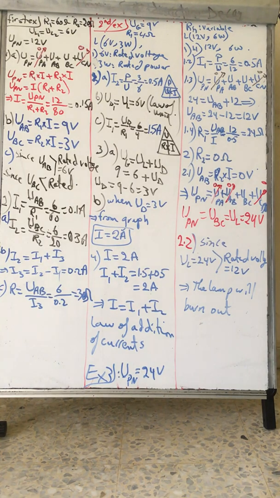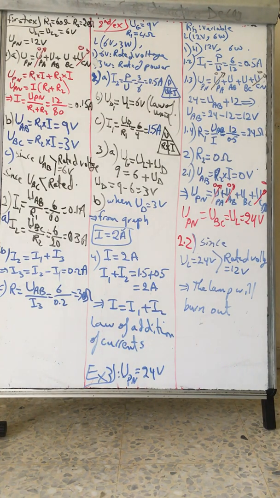Comparing I and the sum I1 plus I2, tell which law of electricity is verified. I is calculated as 2 amperes. I found I1 plus I2; replacing I1 plus I2, we got 2 amperes. Therefore, I equals I1 plus I2. Thus, the law of addition of currents is applied.